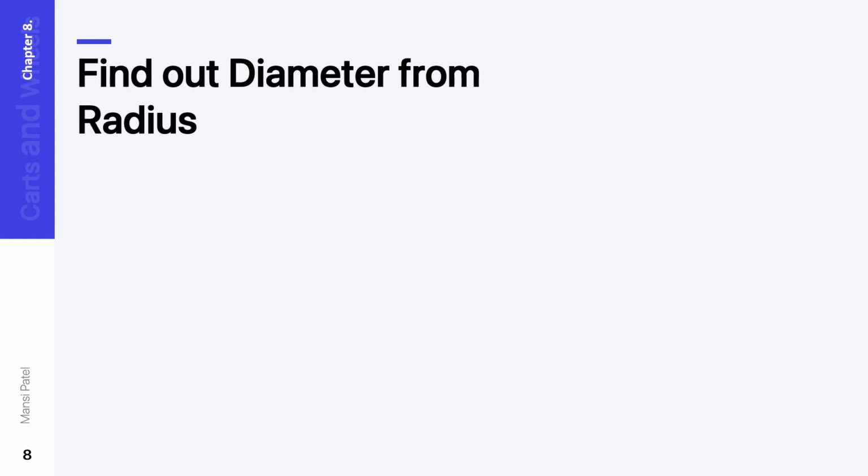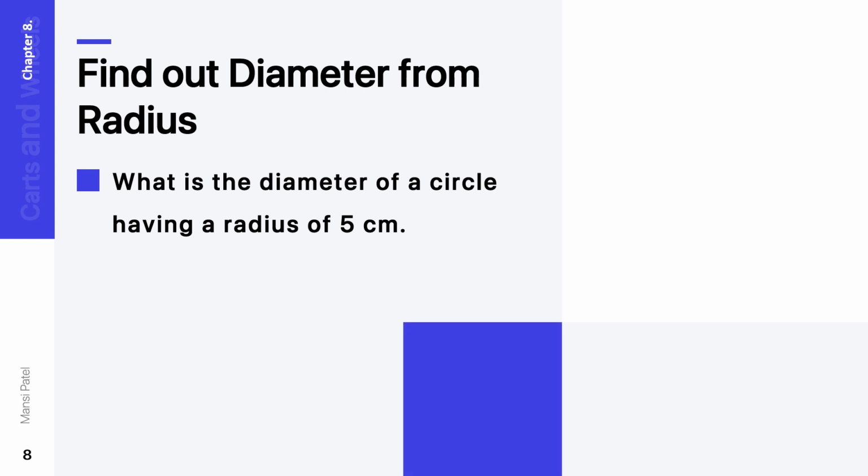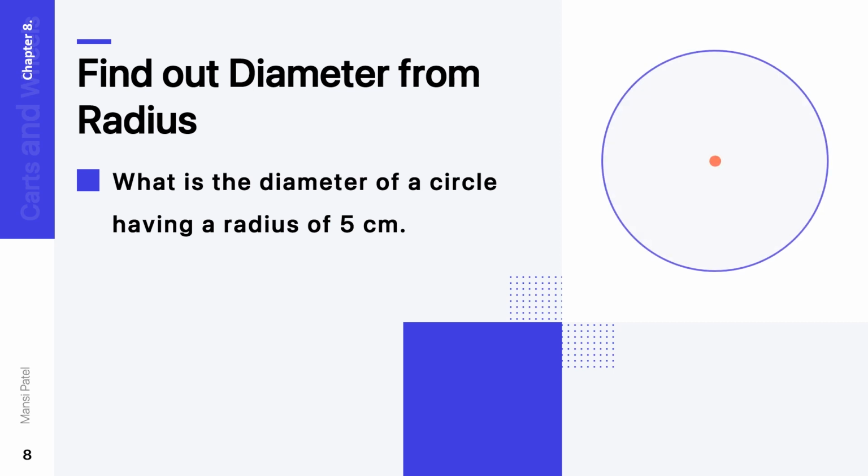Now, what you have to do? You have to find out the diameter. And to find out the diameter, in the question I am giving the radius. How can we find out the diameter from the radius? Let us see. Your question is: what is the diameter of a circle whose radius is 5 centimeter? It means you have to find out the diameter of the circle whose radius is 5 centimeter.